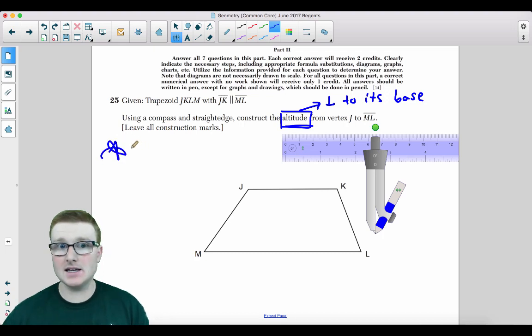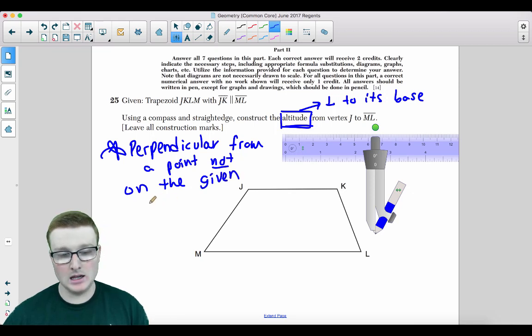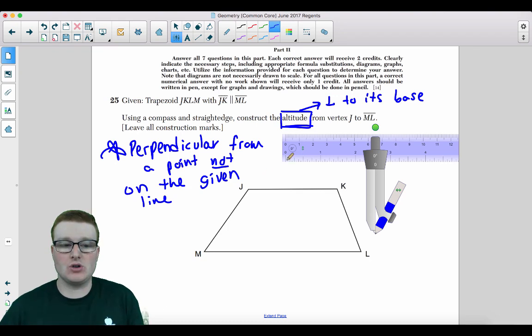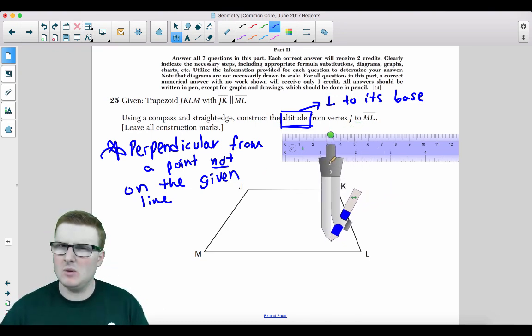This is a classic example of drawing a perpendicular from a point not on the given line. The given line in this case is actually ML, so we need to construct a line that's perpendicular to ML from point J. Well, how do we do that?